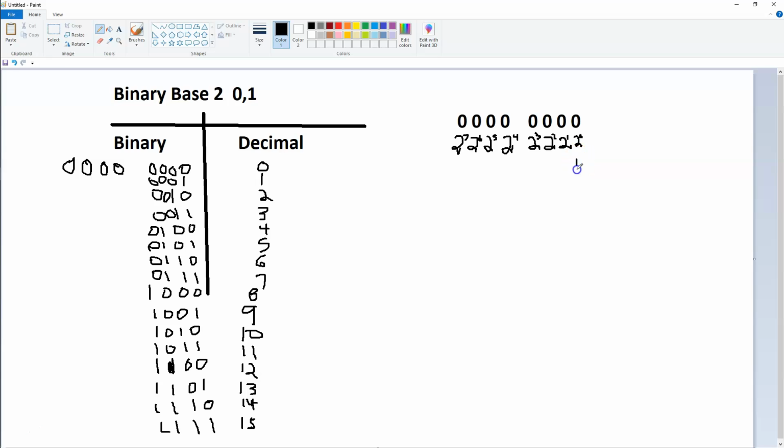So let's look at what these values are. 2 to the 0 is 1, 2 to the first is 2, 2 to the second or squared is 4. 2 cubed is 8. 2 to the fourth is 16. 2 to the fifth is 32. 2 to the sixth is 64. And 2 to the seventh is 128.